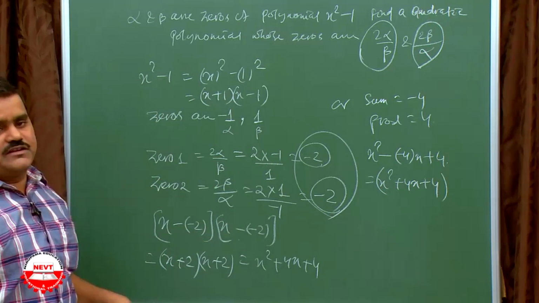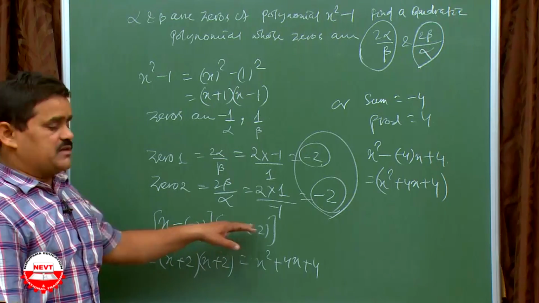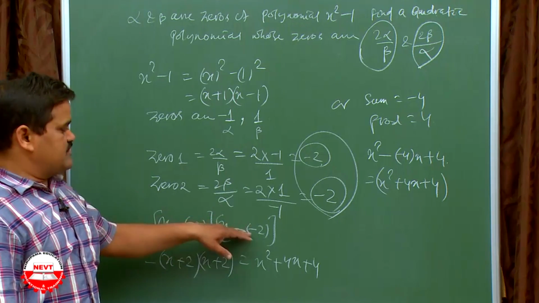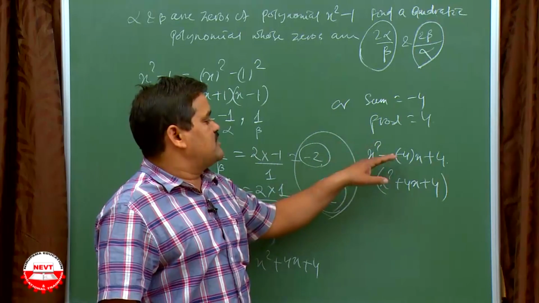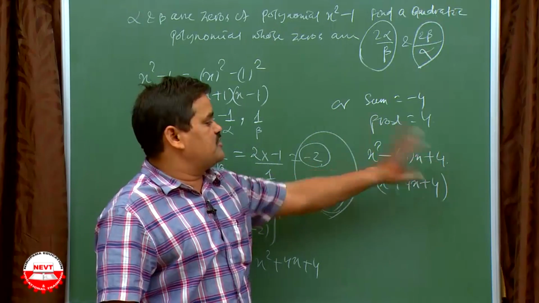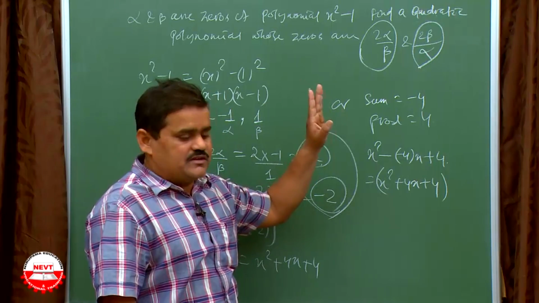In two ways you can find it out. Use x minus alpha into x minus beta if two zeros are given, or you can find the sum and product, then use the formula x square minus sum of zeros into x plus product of zeros. Anyway you can find it out. It's okay?